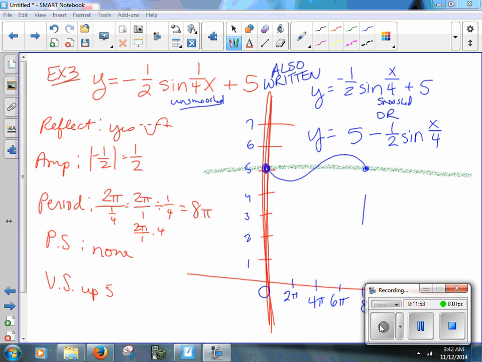Do not be thrown if the vertical shift is at the front. What property says I can move that thing around? The commutative property says I can change the order and it's still legit. It's still okay. All right, just be prepared. You know that's coming, right? You know I'm going to get ready to change things around, right?